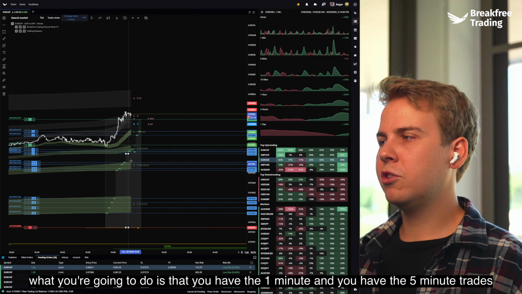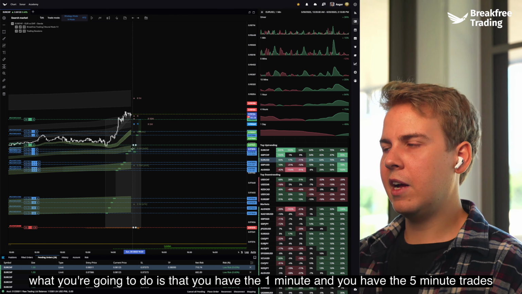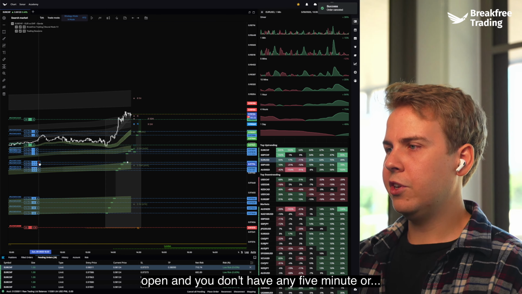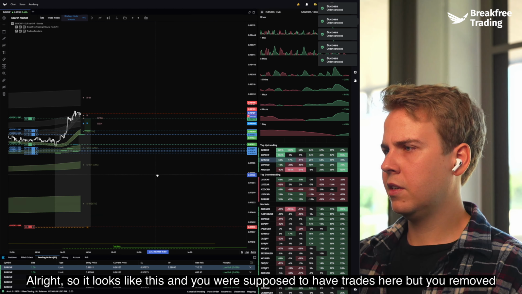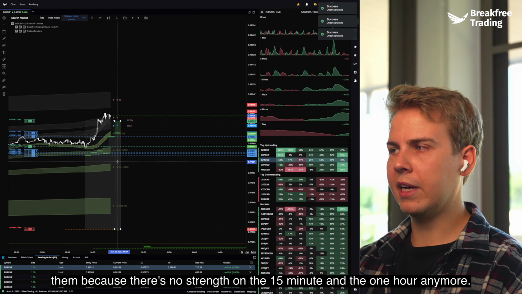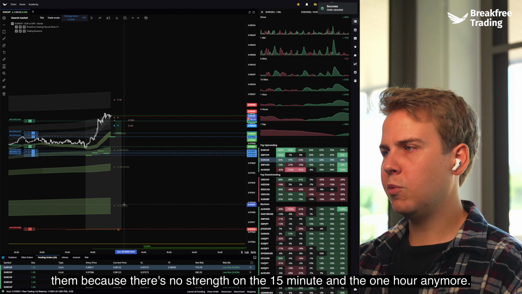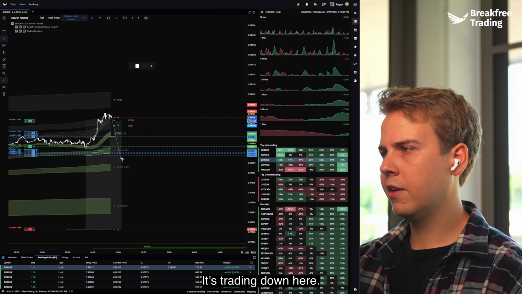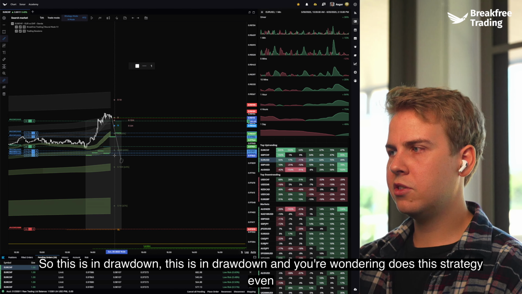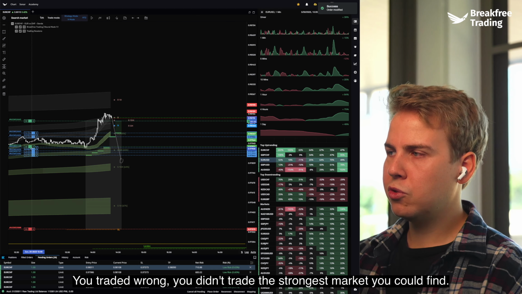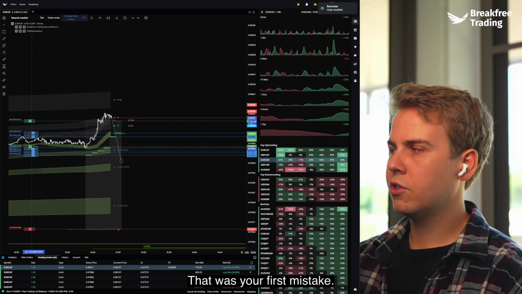But what you're going to do is, you have the 1 minute and the 5 minute trades open, and it looks like this, and you were supposed to have trades here, but you removed them because there's no strength on the 15 minute and the 1 hour anymore, and the price is trading like this, okay? It's trading down here. So this is in drawdown, this is in drawdown, and you're wondering, does this strategy even work? Again, you didn't trade the strongest market you could find. That was your first mistake.